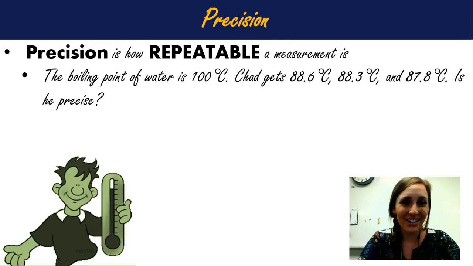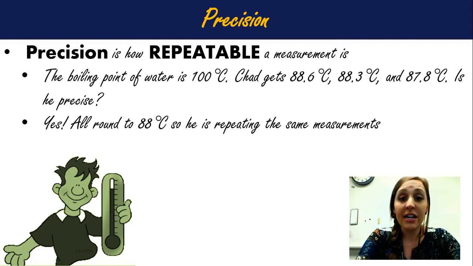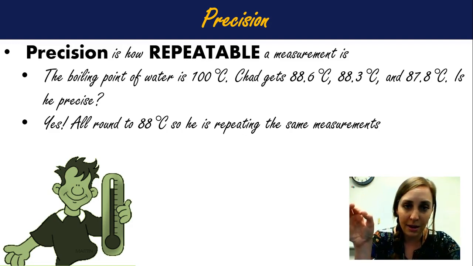Chad was not accurate because all his numbers were around 88, which isn't 100 degrees Celsius, but was he precise? Was he getting the same thing every time? Yes, he was precise. So although Chad was not accurate because he wasn't getting close to the right value, he was precise because he kept getting the same thing.